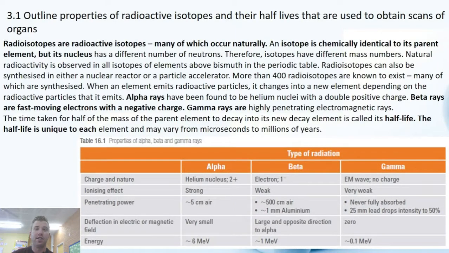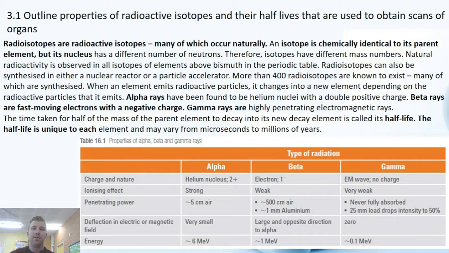3.1. Outline properties of radioactive isotopes and their half-life that are used to obtain scans from organs. So an isotope is chemically identical to its parent element, but its nucleus has a different number of neutrons, which means that isotopes have a different mass.